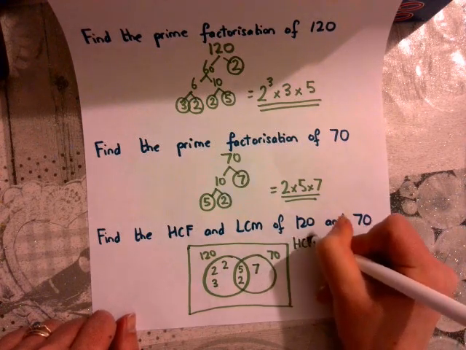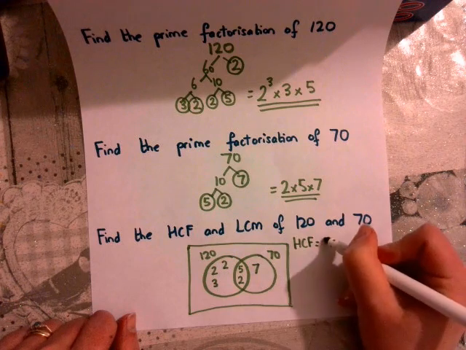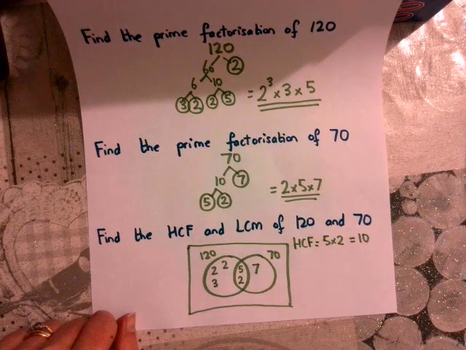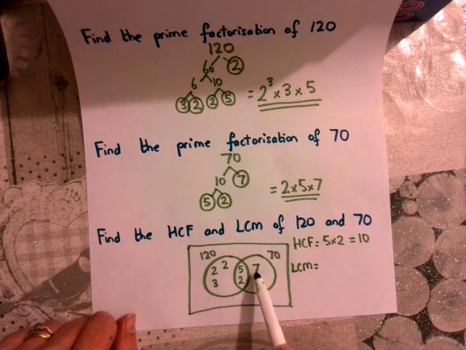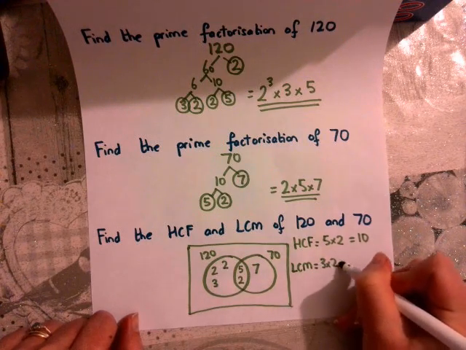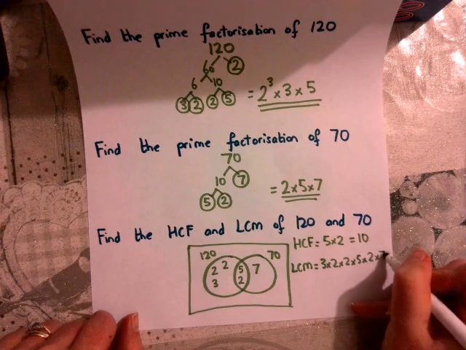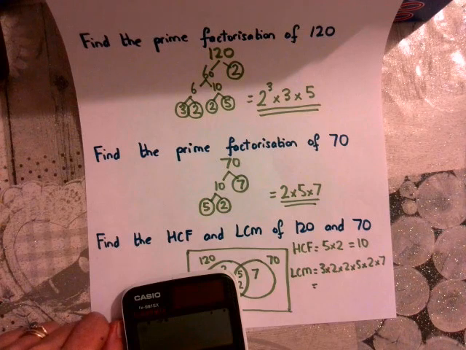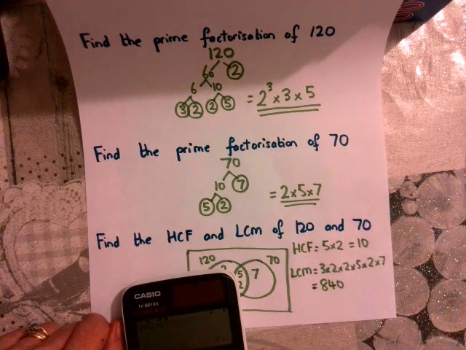Right, once you've done that Venn diagram, it's actually now really quite easy. So to get your highest common factor, it's just always these middle ones times together. So I would just do 5 times 2, or obviously 2 times 5. So my highest common factor would just be 10. Lowest common multiple, you just times all these numbers here together. So I would do 3 times 2 times 2 for these ones, times 5 times 2, and then times 7. So I should be able to do this without a calculator, but I am going to cheat and do this on my calculator. And so I get an answer of 840. So that would be my lowest common multiple.